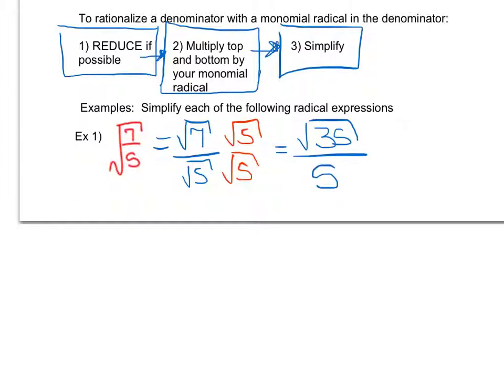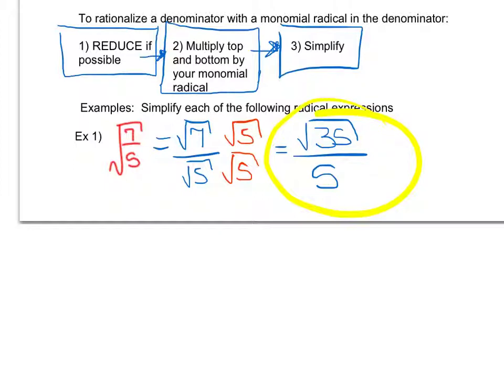My last step, step 3, tells me to simplify. Well, 35 does not have any perfect squares in it, and I cannot reduce these because the 35 is under the radical and the 5 is not. So resist that temptation. This is your final answer.